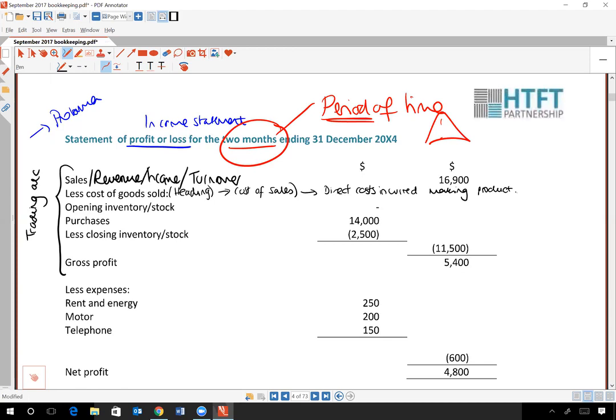And that is broken down into opening inventory. So this is goods not yet sold at the beginning of the year. So these are goods not sold at the end of last year. Because if you think about it, our year end or period end is the 31st of December 2004.